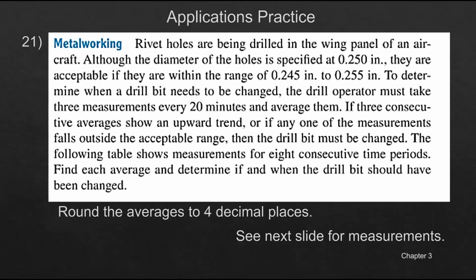To determine when a drill bit needs to be changed, the drill operator must take 3 measurements every 20 minutes and average them. If 3 consecutive averages show an upward trend, or if any of the measurements falls outside the acceptable range, then the drill bit must be changed. The following table shows measurements for 8 consecutive time periods. Find each average and determine if and when the drill bit should have been changed.